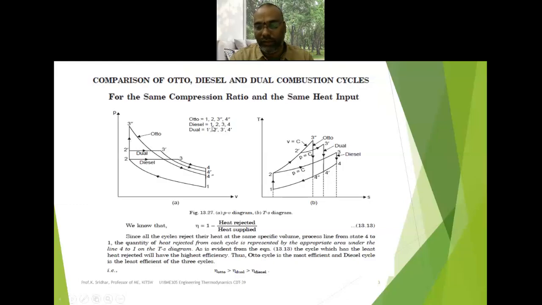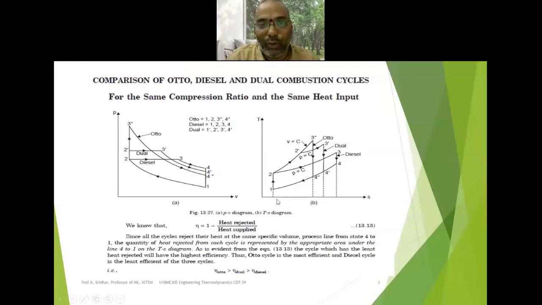Next we will concentrate on the diesel cycle. For the diesel cycle also the compression ratio should not vary, so it is 1 to 2. In the diesel cycle, after the compression stroke, the next one is the constant pressure heat addition process. That's why 2 to 3 is a constant pressure heat addition process. You are able to see 2 to 3 constant pressure heat addition process here. Next is 3 to 4, the expansion process taking place in the expansion stroke. Next 4 to 1 is the exhaust stroke.